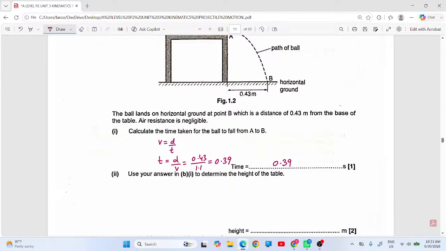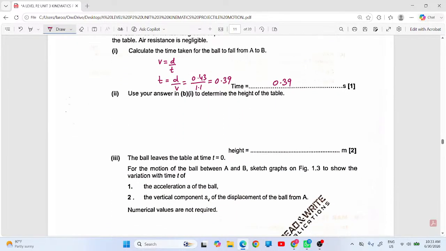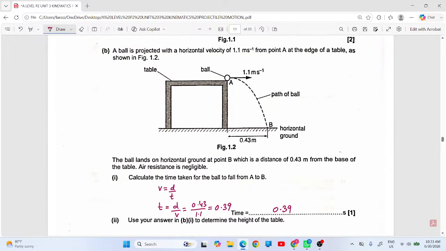Next, use your answer in part B to determine the height of the table. Now you have to find the height, using s equals ut plus 1 over 2 at squared.